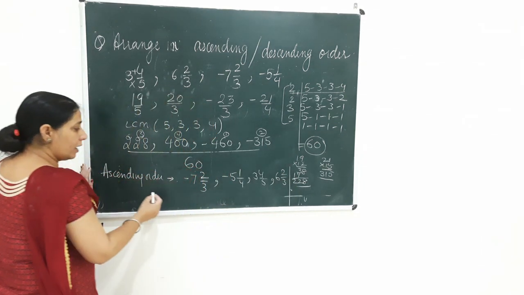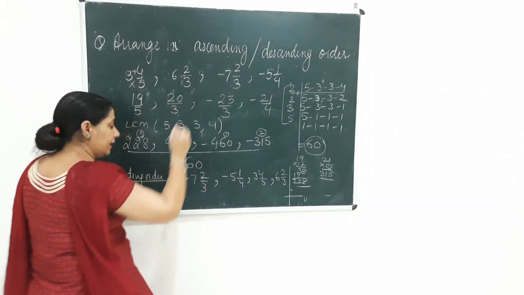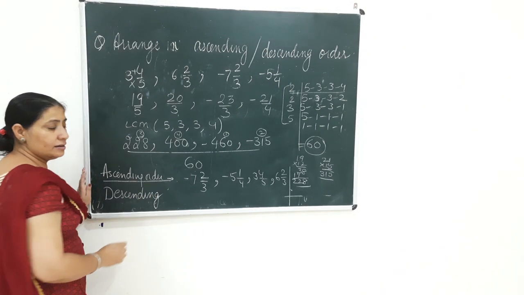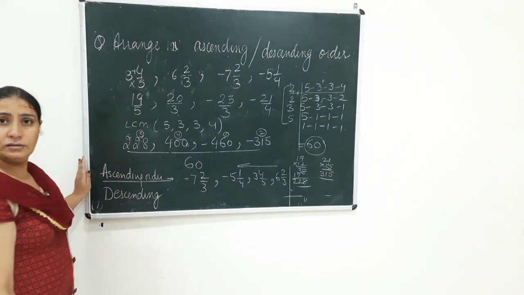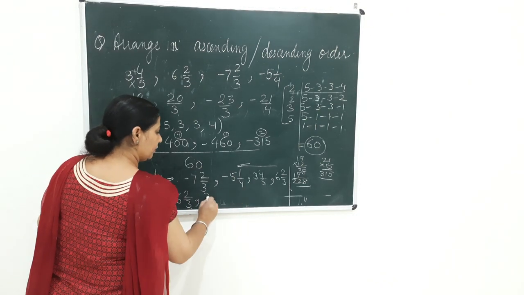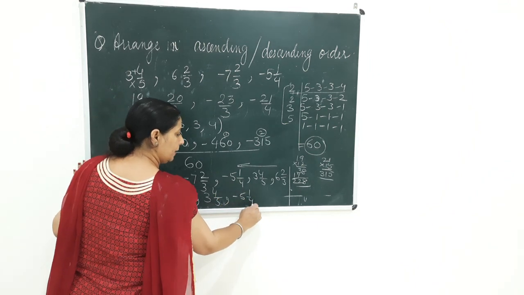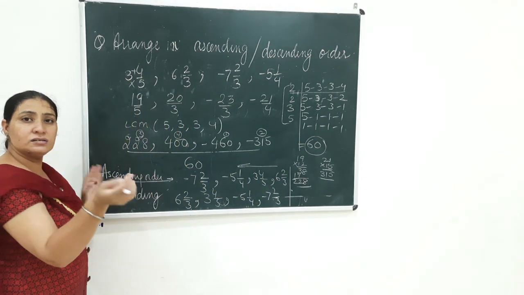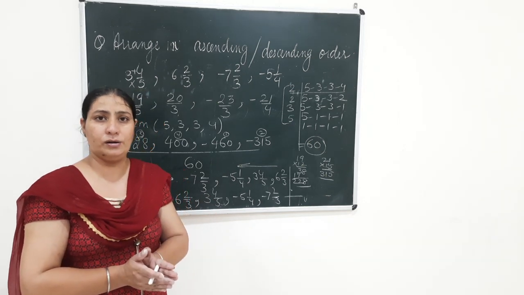Okay, beta? So now as you can see, I have written the numbers in ascending order. Now beta, in other exams descending order can come. So what do you mean by descending order? Descending means decreasing. Okay? So what will happen? Just you have to change the direction. That means the last number will be written first. The second last will be written at the second place. This number will be written at the third place, and the last number will be minus 7 by 23. So you have to just reverse the order. Okay? If you reverse ascending, you will get your descending order. Okay, beta?